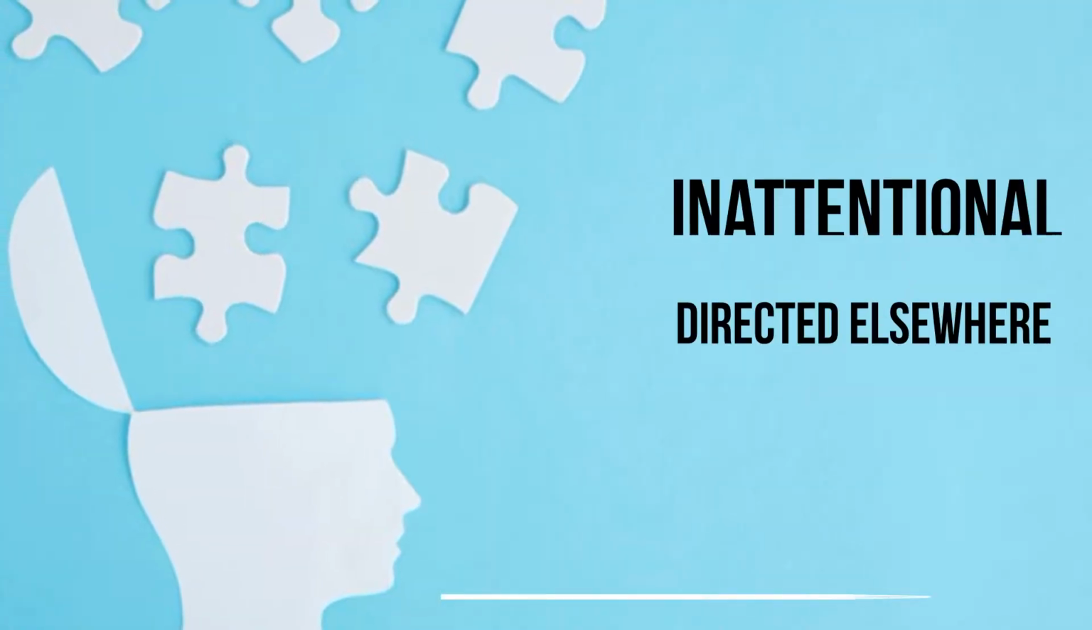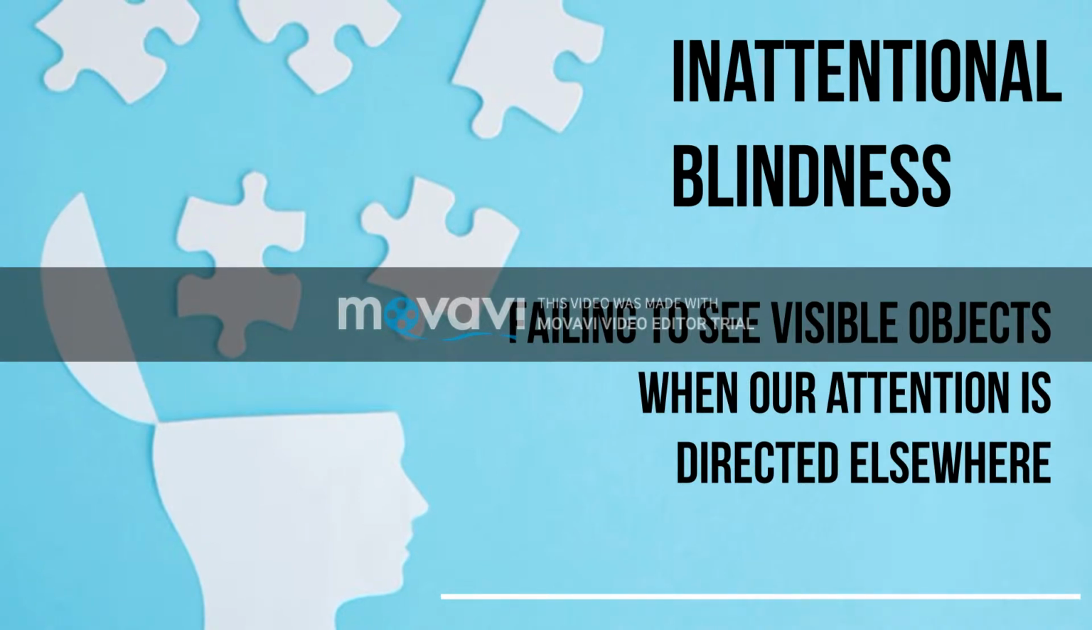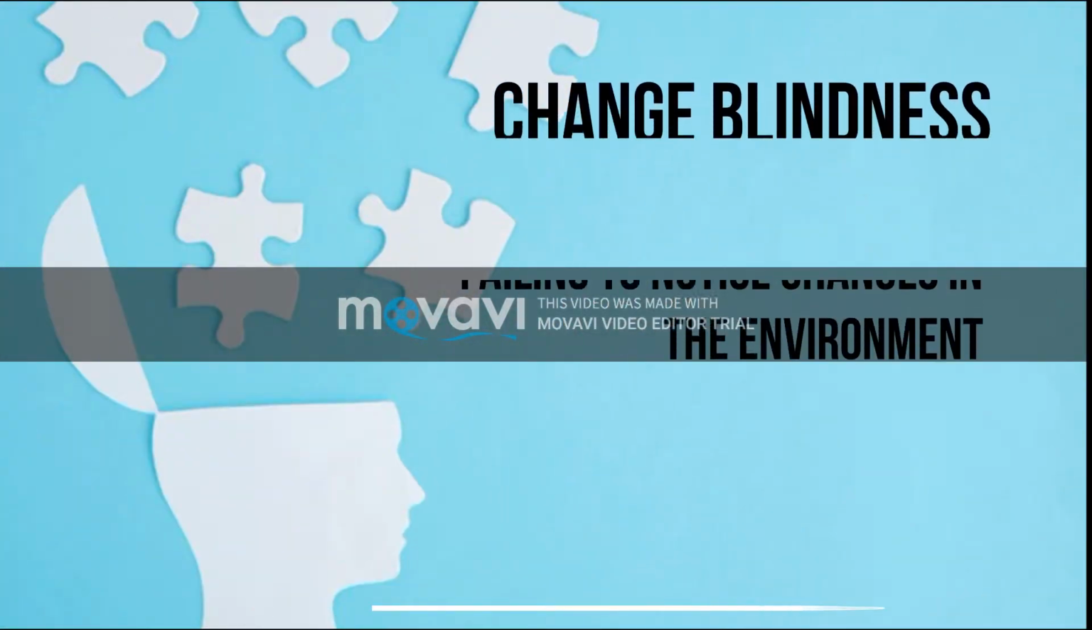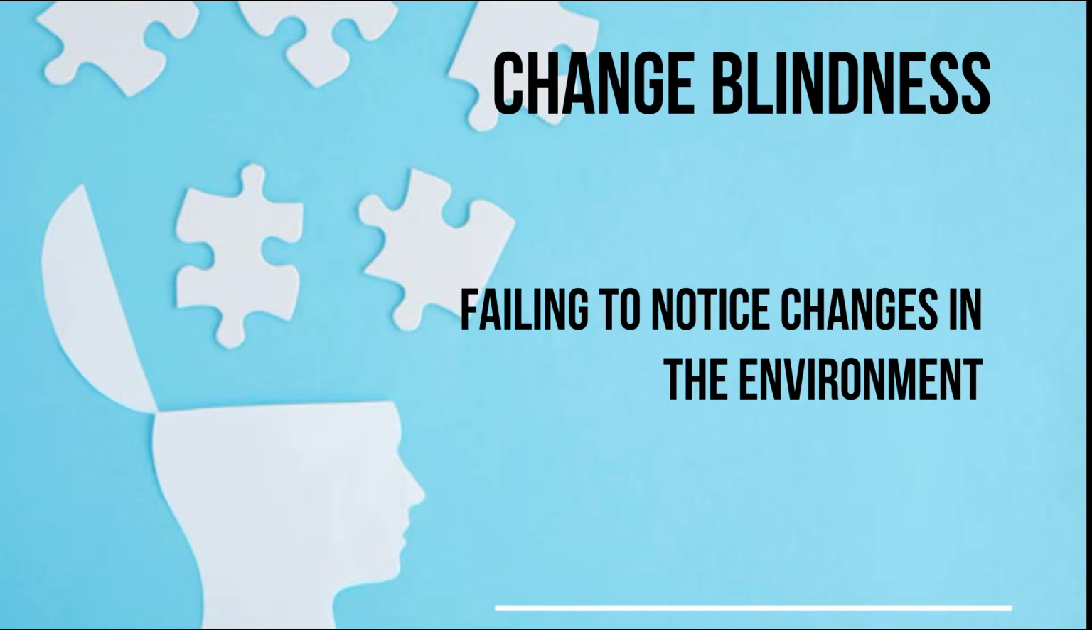This is a great example of inattentional blindness, our failure to notice our environment when our attention is directed somewhere else. Inattentional blindness is the result of selective attention. Similar to inattentional blindness, change blindness is when we fail to notice the changes in our environment.